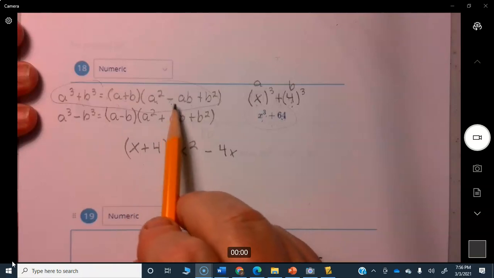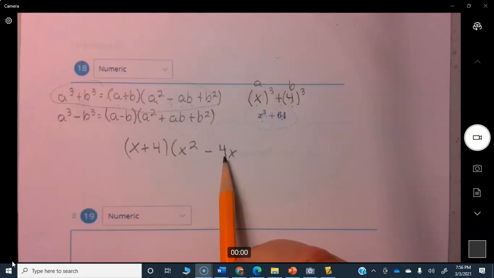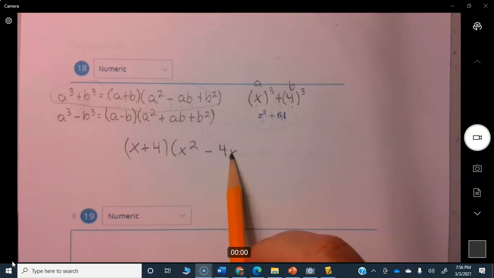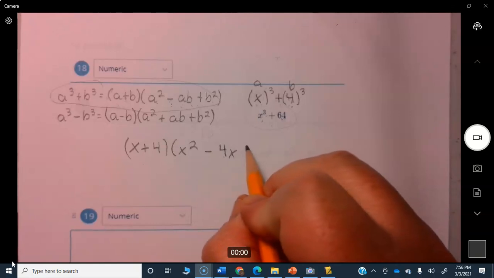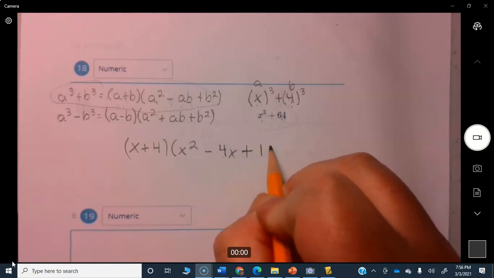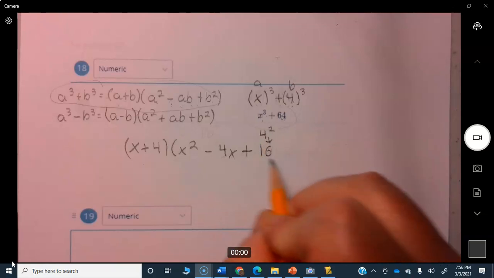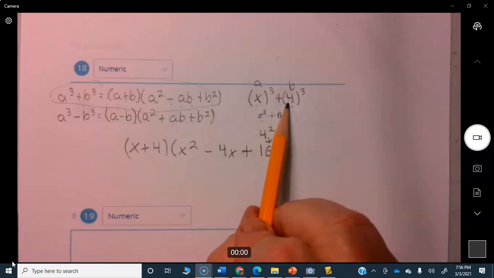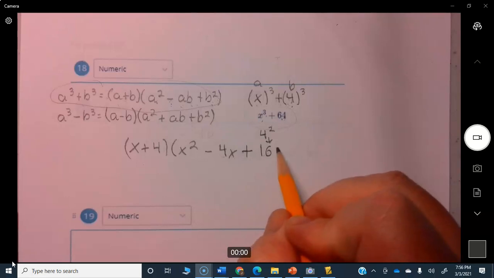Again, minus ab. a is the x, b is the 4, but you always write the number first, as you know. So it's minus 4x. And then it's plus b squared, so that's plus 4 squared. And 4 squared, we all know, is 16, okay? I'll just write here just how we got that. 4 squared is going to be that. So it's b squared, b is 4, so 4 squared is 16.